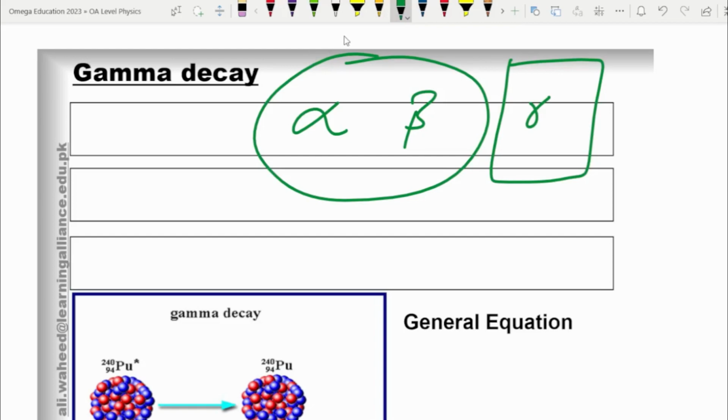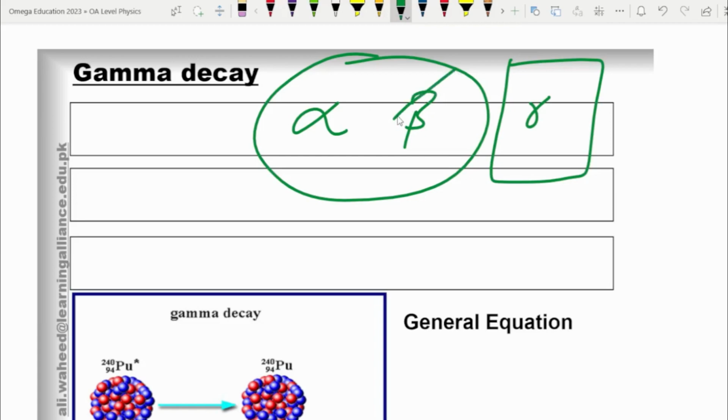So after the alpha decay, the uranium might be converted into thorium. Similarly, carbon after beta decay was being converted into nitrogen. So there is always a change in the element after either alpha decay or beta decay. For the gamma decay, that's not the case. Your element essentially remains the same. It does not convert into a new element.